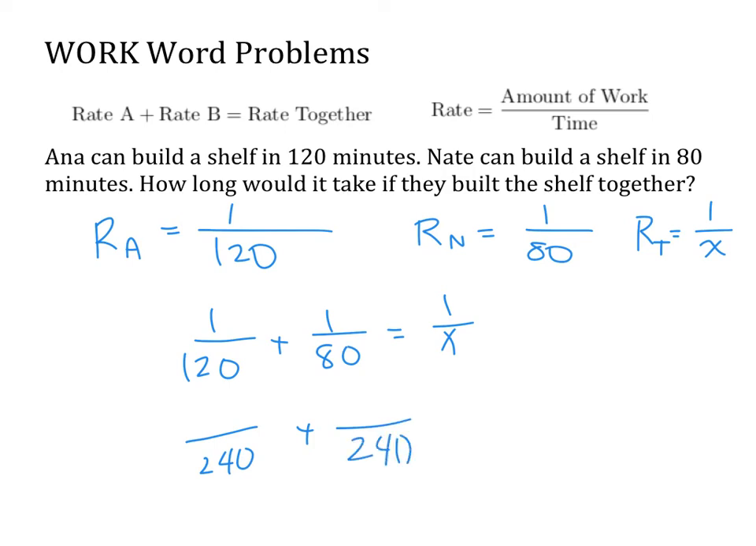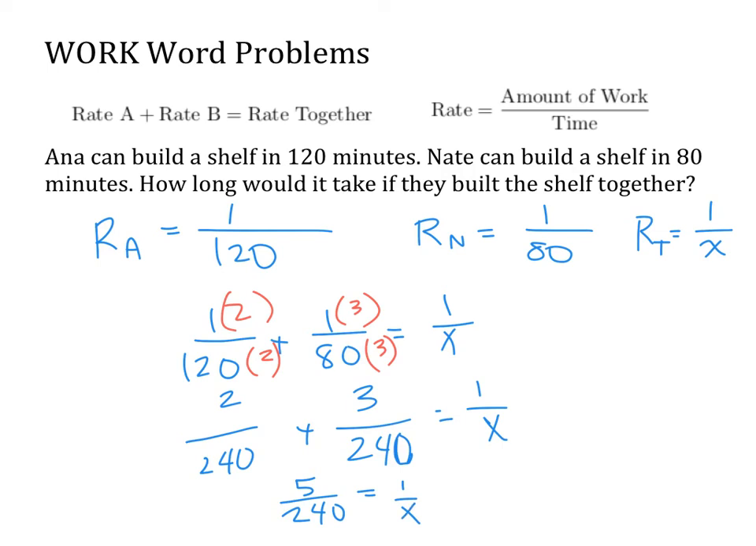To get 80 to 240, I had to multiply it by what number? We had to multiply it by 3, right? To get 120 to 240, I had to multiply it by 2. So I'm left with 2 over 240 plus 3 over 240 is equal to 1 over X. I'll combine these into one, so it's going to be 5 over 240 is equal to 1 over X.